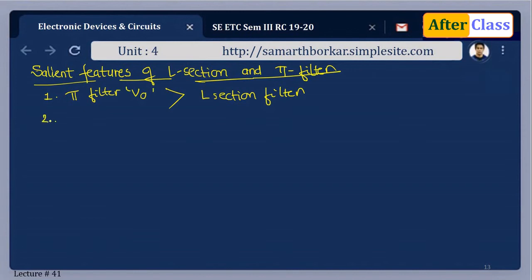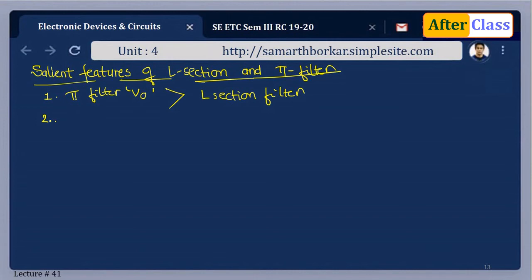The second point: in a PI filter the ripples are less in comparison to those in the shunt capacitor or L section filter. It is clearly understood. Why? Because with the capacitor filter the ripples are already very much reduced, and to that particular output we are adding another LC section, so naturally the ripples have to reduce.